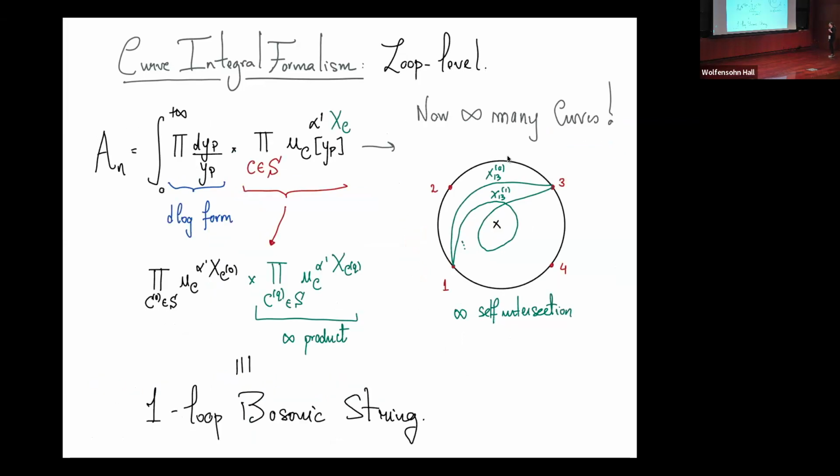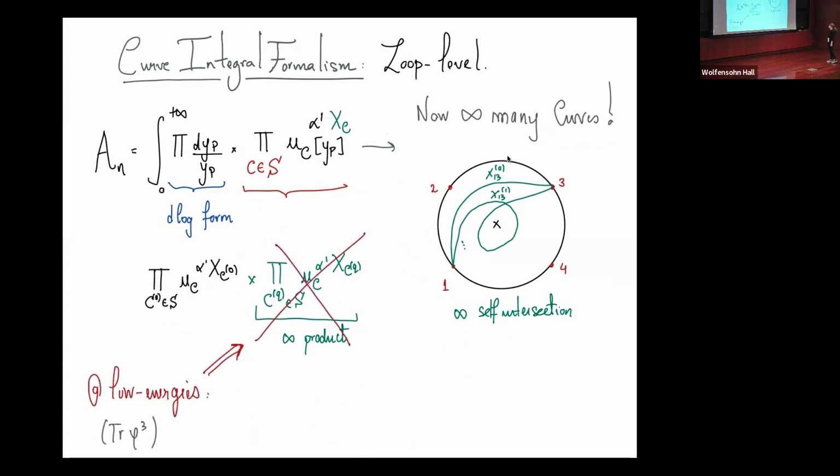So at loop level, everything goes through exactly the same way. We have exactly the same formula, but the difference is that from the moment that we have the puncture in our surface, there are now an infinite number of curves that we can draw, coming from the fact that we can consider curves that self-intersect an arbitrary number of times as they loop around the puncture. So in this product over here, I have a genuine infinite product over these self-intersecting curves, and this is crucial to actually match the result that you get from bosonic string theory at one loop.